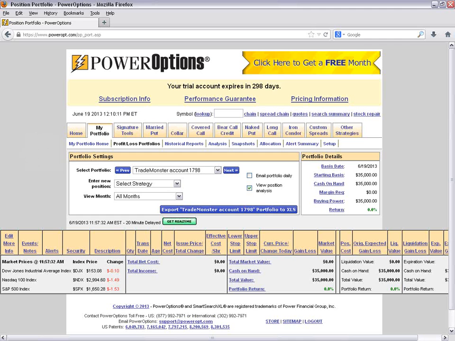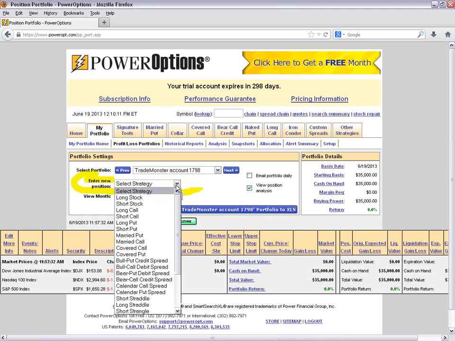Okay, well I want to enter that position. So here, right here in the second view, we have the drop-down menu for enter a new position. Now, what do I have with a covered call? I have a long stock and I have a short call. A lot of new investors will enter it first. They'll put in a long stock. So let's do it that way. I'll put in a long stock first.